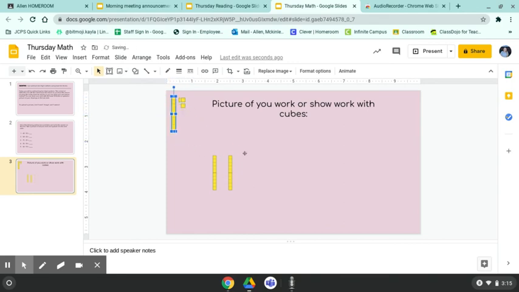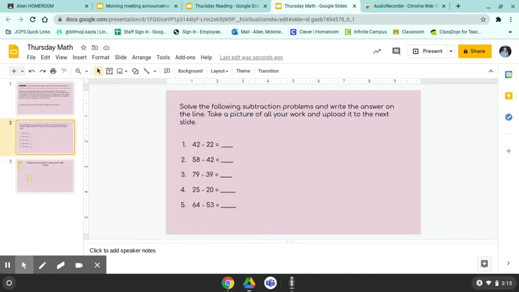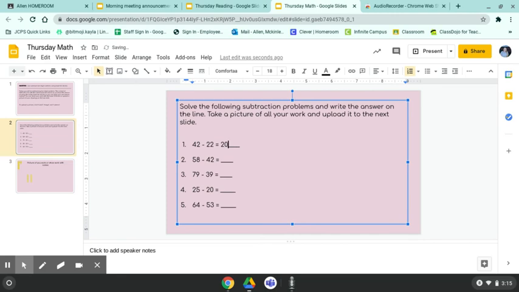This is what I am left with: 2 rods or sticks of 10. I know that means I have 2 tens, which also means that I just have 20. So my answer for this would be 20.